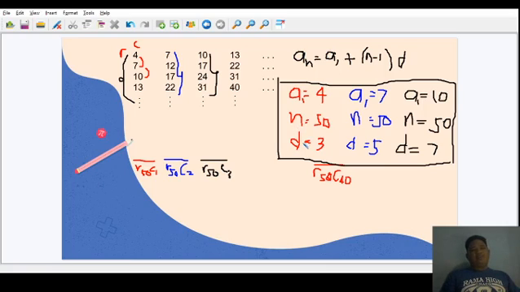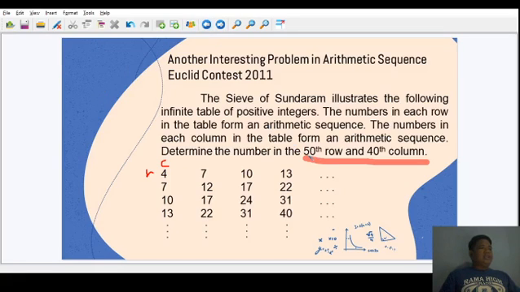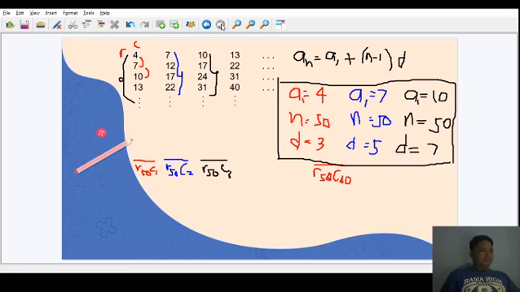Alright, so I want you to take note of these particular values for the first term, for the n, and for the common difference. So this time we will be using our calculator so that we could answer our problem, in which we need to determine the number in the 50th row and the 40th column of this particular arithmetic sequence. Alright, so we will now use our graphing calculator.